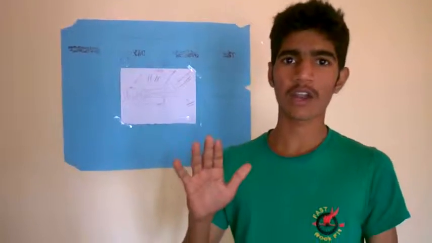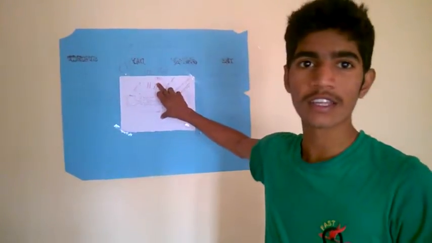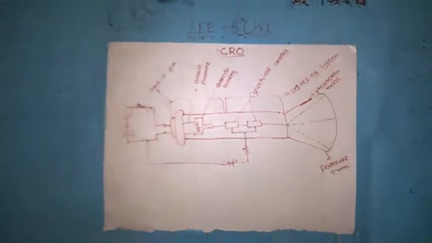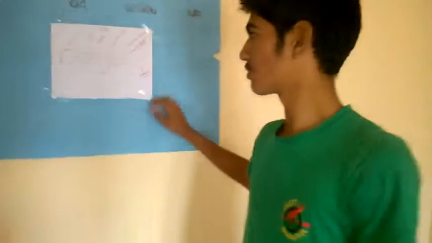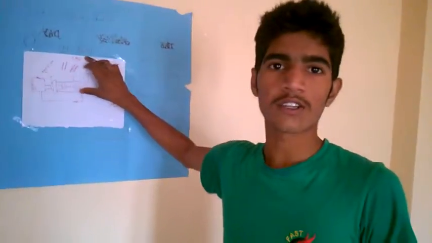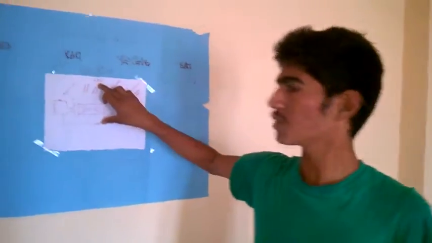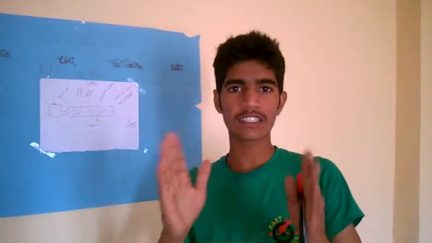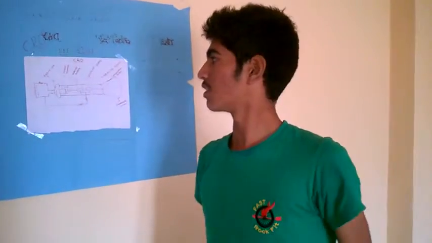My name is Sadan. Now I am going to discuss the topic CRO. CRO is nothing but the cathode ray oscilloscope. We all know the main principle of the CRO is to convert electrical signals into visual signals.